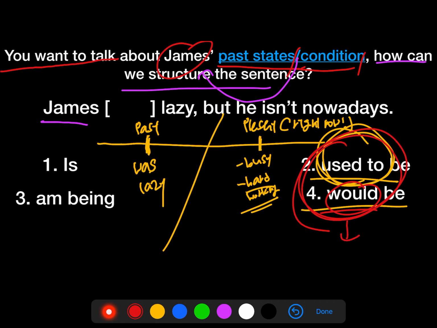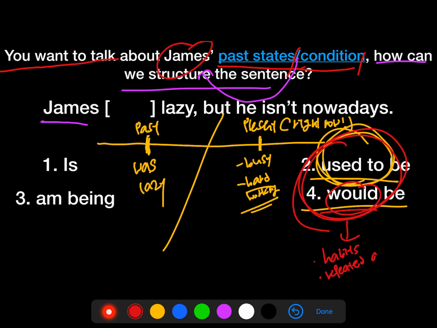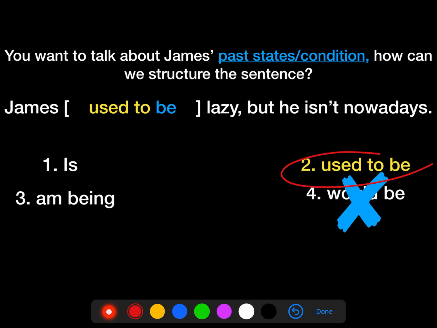However, you cannot use would when you want to describe past states and condition. It is possible with both when you want to describe habits or repeated action. But you cannot use would in the past states and condition sentence. Okay, so the answer is only number 2. James used to be lazy, but he isn't nowadays.